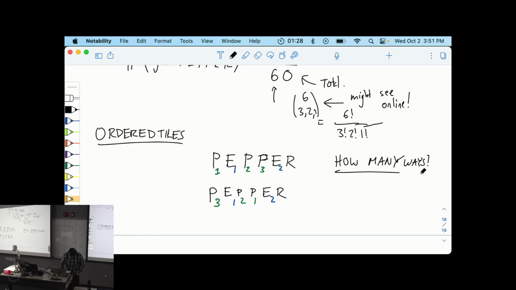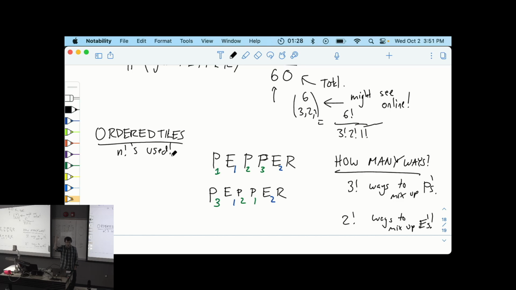Well, I claim there's 3 factorial ways to mix up the P's. So there's 3 P's, P1, P2, and P3. You can put them in any order. That's 3 factorial, right? 3 choices for the first, 2 choices for the next one, 1 choice after. And there's 2 factorial ways to mix up the E's. So same idea. There's 2 tiles. You can put them in any order. That's 2 factorial. So if you're thinking of them as ordered, you often use n factorials. Unlike the last one, which was all choosing, this one is all putting things in order with n factorials.